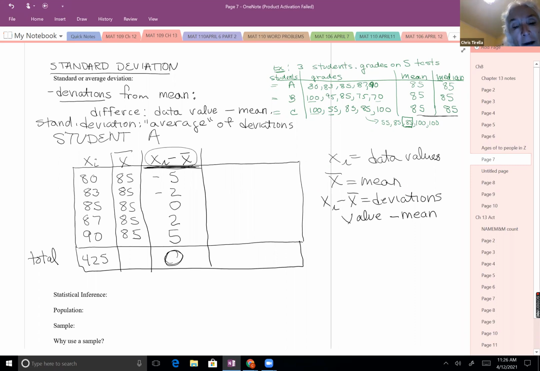But if I stop and think about it, if this mean is actually a measure of the middle, doesn't it make sense that there should be as much value above the middle as there is below the middle? And so the sum of the deviations, and this is going to be a question in the homework, the sum of the deviations is always 0 or approximately 0.